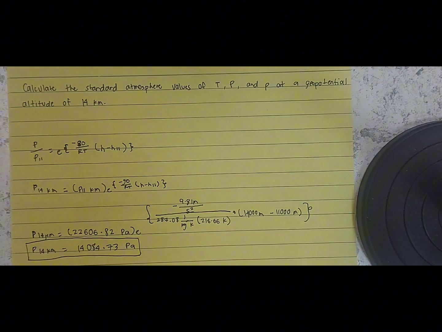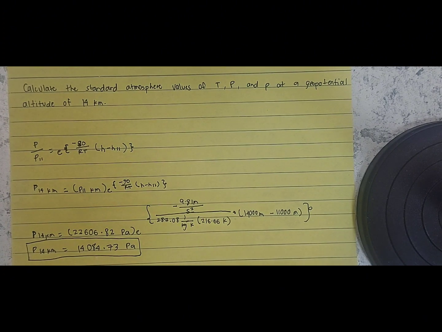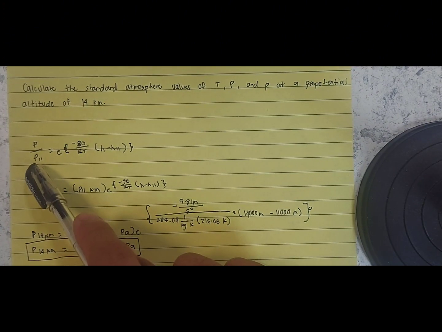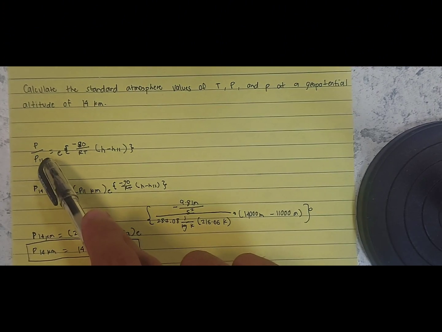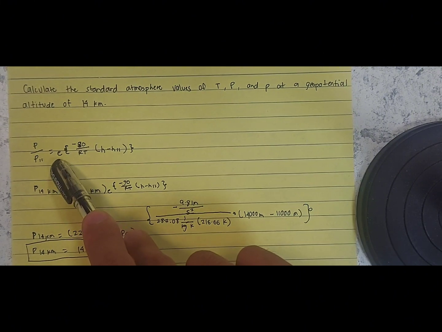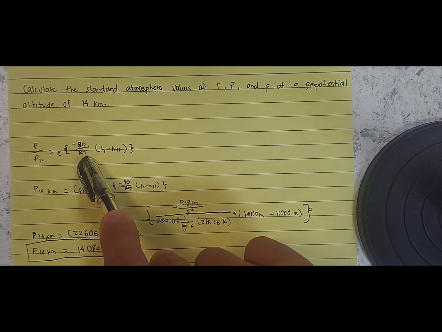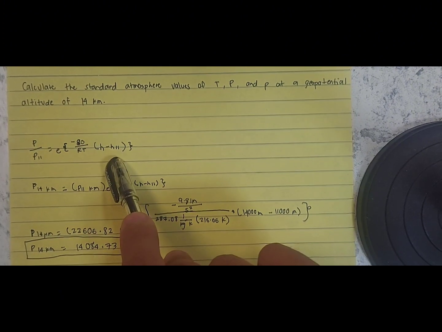Okay, so let's solve this problem. Calculate the standard atmosphere values of temperature, pressure, and density at a geopotential altitude of 14 kilometers. So, yung magiging working equation natin is the ratio of P, which is equals to e raised to negative g over RT times the difference of height.